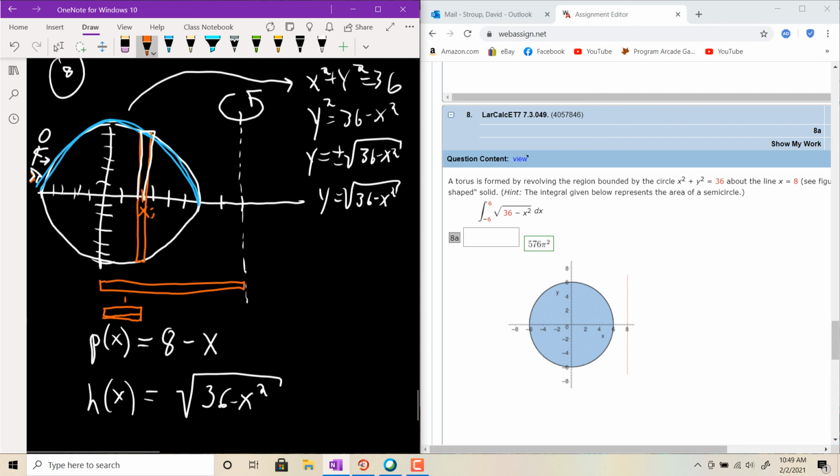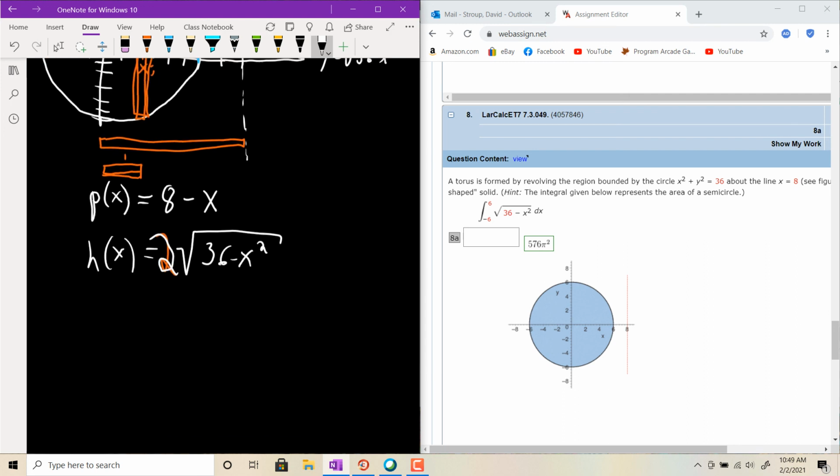In order to get the whole distance, what do you think you do? Well, you're just going to multiply it by 2, okay? And that'll give you the whole distance, or the whole height. Just multiply this by 2. And that's pretty much it. Your integral then will become 2 pi times the integral from -6 to 6 of 8 minus x times 2 times the square root of 36 minus x squared dx.